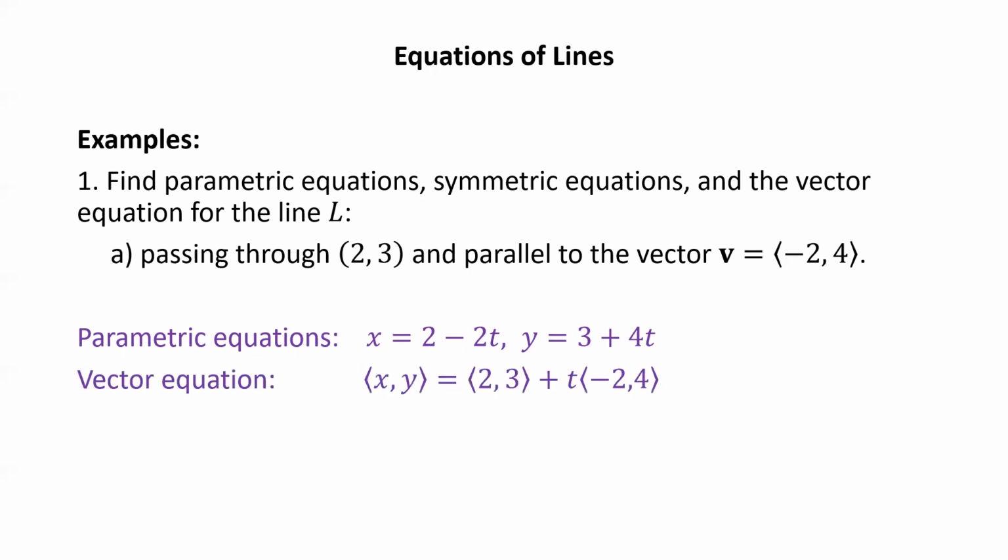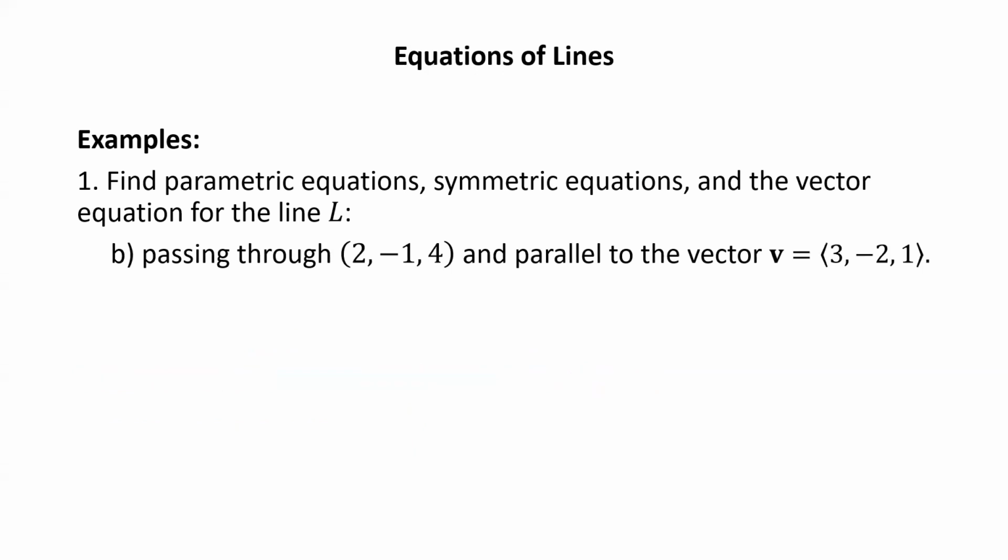Okay, the vector equation is the vector (x, y) equals the vector (2, 3) plus t times the vector (-2, 4). Notice we could get this from the parametric equations, or we could get it directly just by looking at the original information. The point (2, 3) turns into the vector (2, 3), and the vector (-2, 4) is being multiplied by the scalar t. And now we can get the symmetric equations by solving each of the parametric equations for t. (x minus 2) over -2 is equal to (y minus 3) over 4.